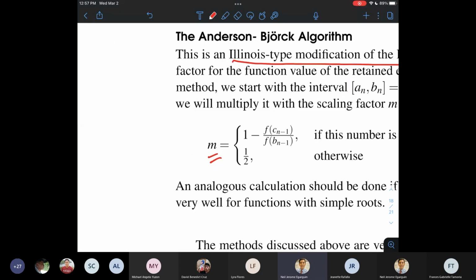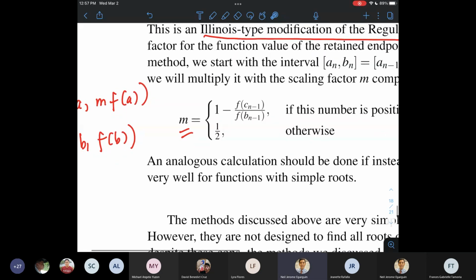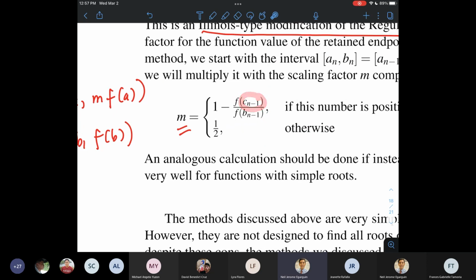So kung si a yung na-retain na endpoint, ito yung kukunin nyo na line. Passing through a, f of m times f of a, at saka b, f of b. Now, how do you compute for m? You will compute for m using this formula. If 1 minus the ratio between the function value of the previous estimate and the previous value of b, okay?